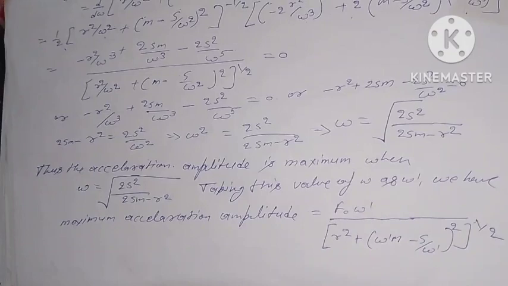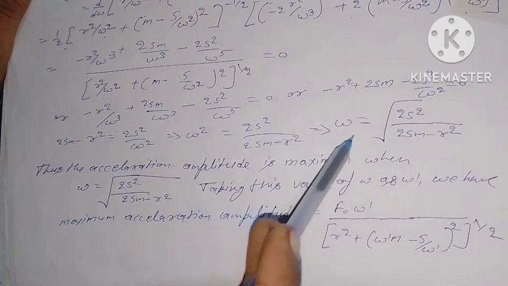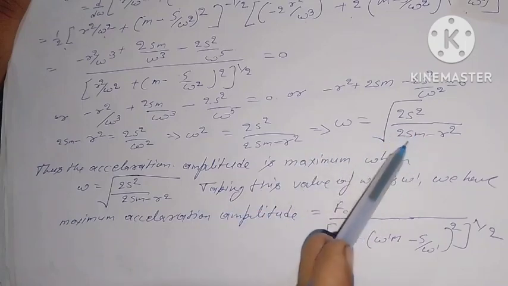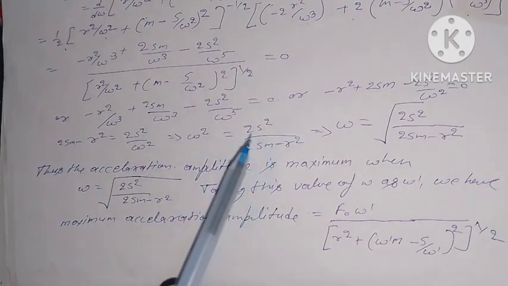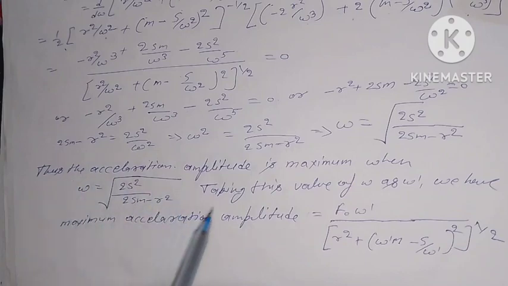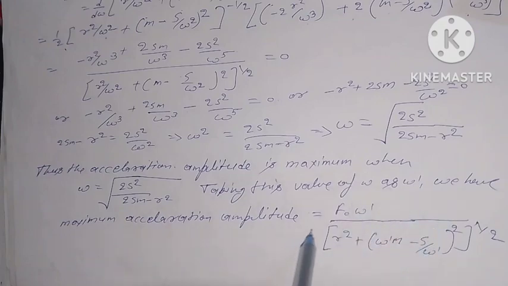Okay. Then omega equals under root of 2s square upon 2sm minus r square. And thus the acceleration amplitude is maximum at this value of omega. Taking this value of omega as omega dash, we have maximum acceleration amplitude f naught omega dash whole upon r square plus (omega dash m minus s by omega dash) whole square, whole to the power 1 by 2. Okay.